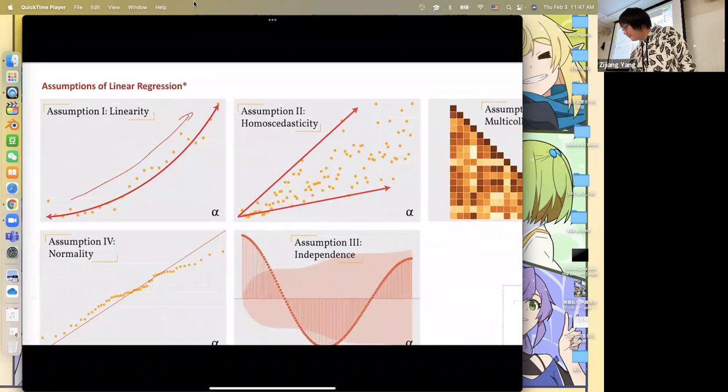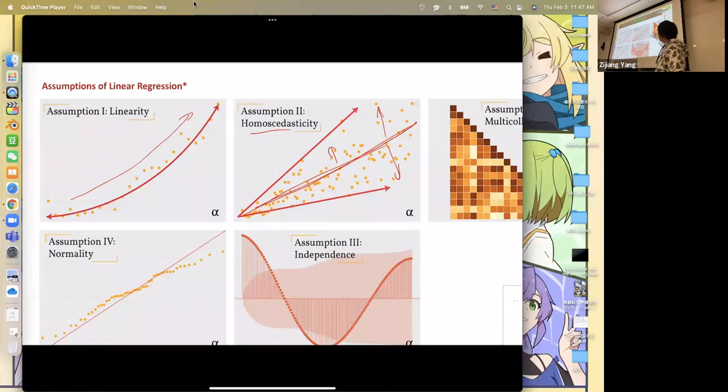Second, homogeneity of variance. If we have data here and do the linear regression, we can see that when the data gets larger, the data are more scattered from the regression line. In this case, we should not use linear regression. We need to make sure the data are uniformly distributed along the regression line.